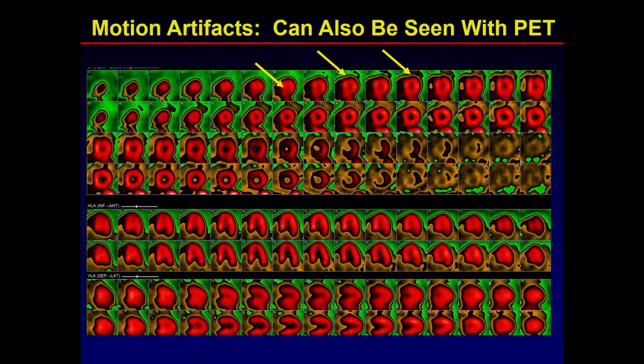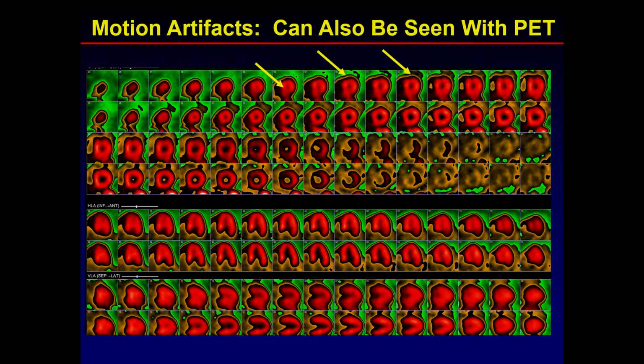Incidentally, PET is no different than SPECT. Now, PET imaging is a little bit faster because the half-life of the radiotracer is only like 70 seconds. So patients don't need to actually stay still for as long. But believe it or not, people still move.